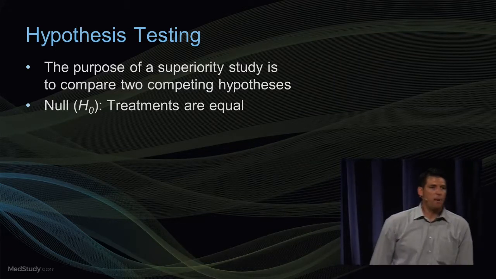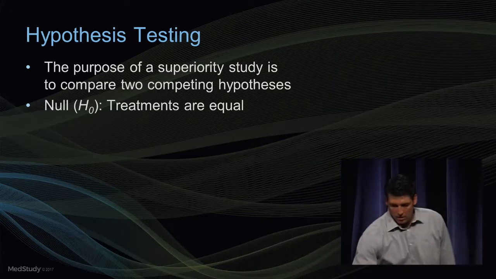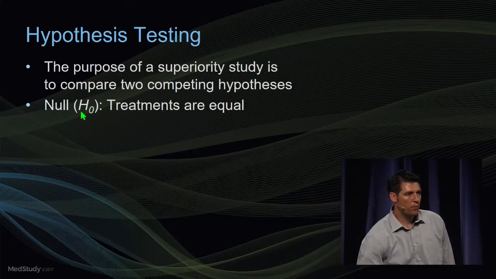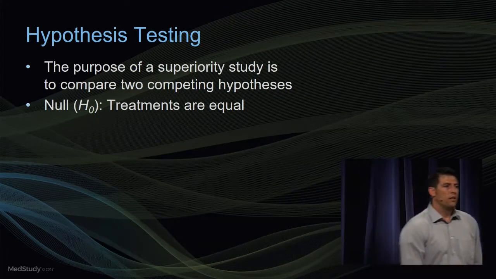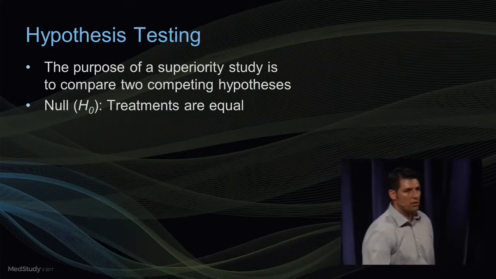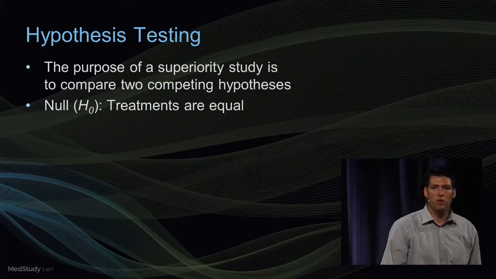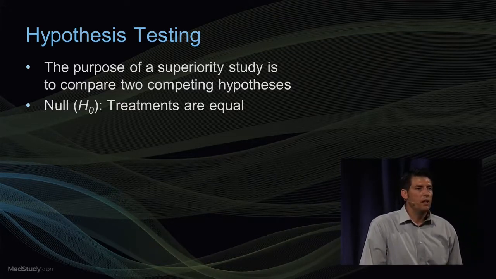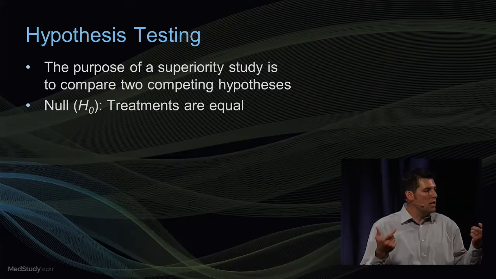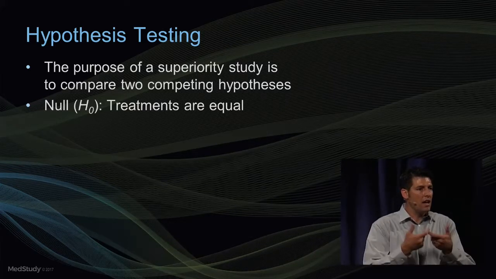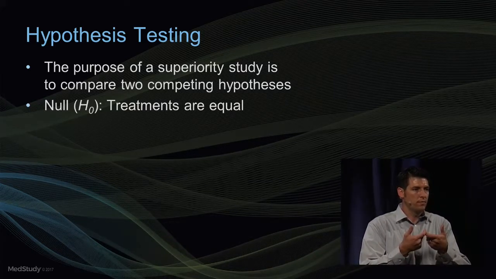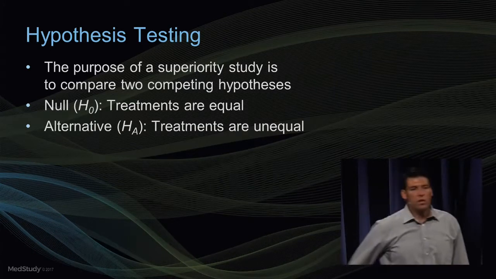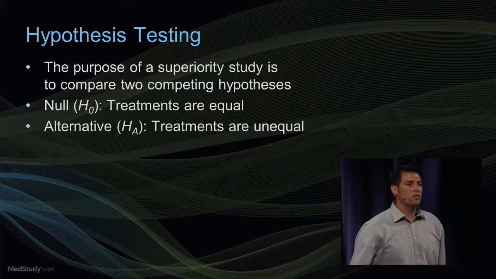So the null hypothesis, often denoted with this H naught, H sub 0. In a superiority test, to see if two treatments are the same or if treatment A is better than treatment B, the null hypothesis assumes that those two treatments are the same. And the alternative will assume that the treatments are unequal.